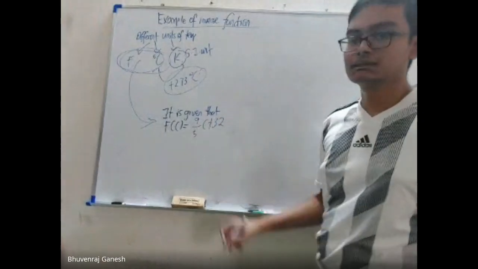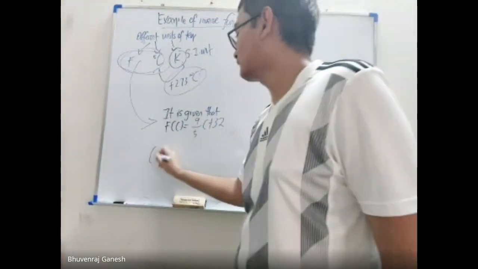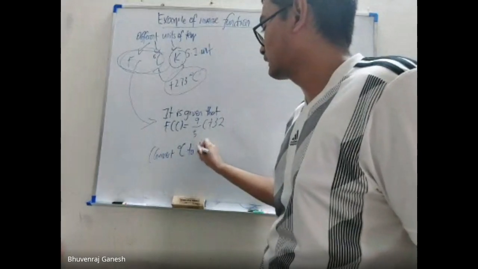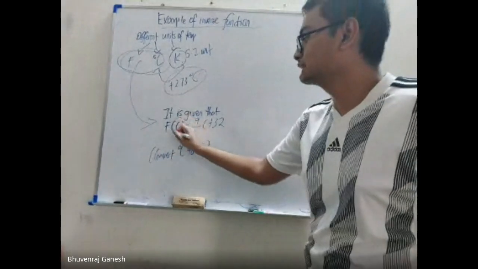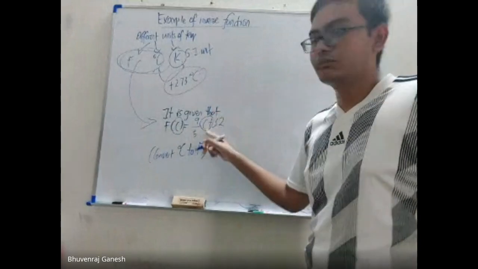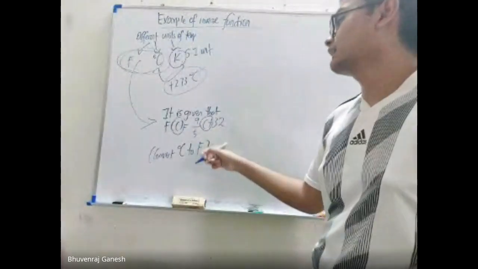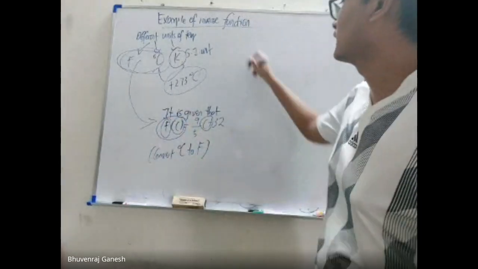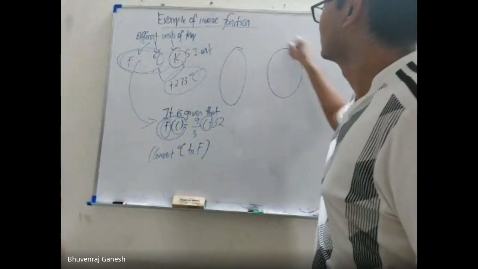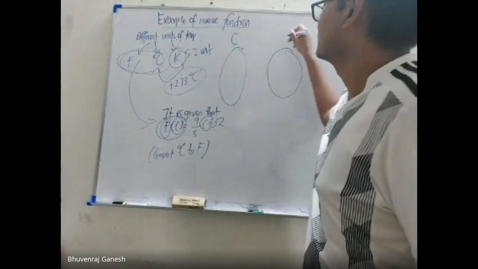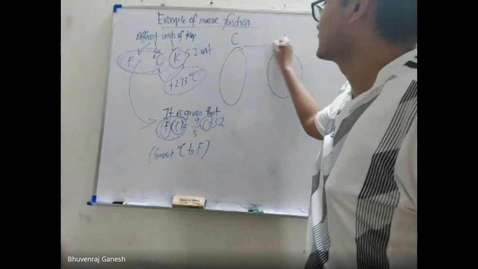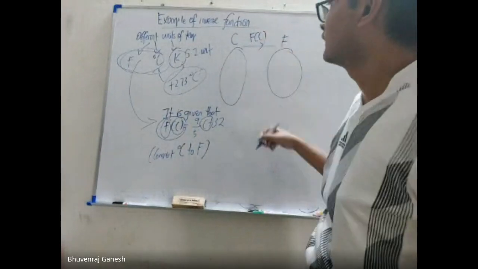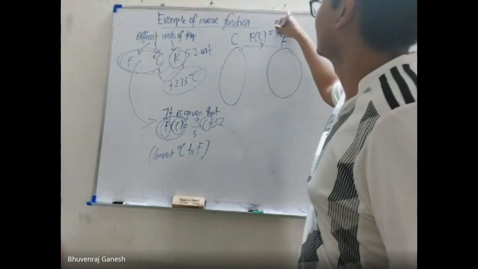So what can you understand from here? From here, we are actually trying to convert degree Celsius to Fahrenheit. Because you can see here, C is the object, because it's expressed in the equation on the right-hand side, and F(C), which is Fahrenheit, is the image. So if I draw an arrow diagram, it will look like this. C will be here, F will be here, and the function mapping it is F(C) equal to 9/5 C plus 32.